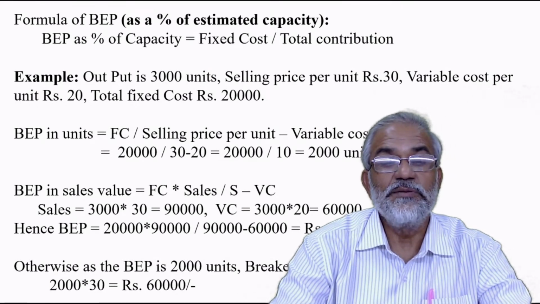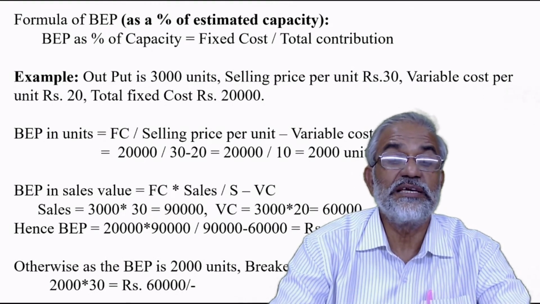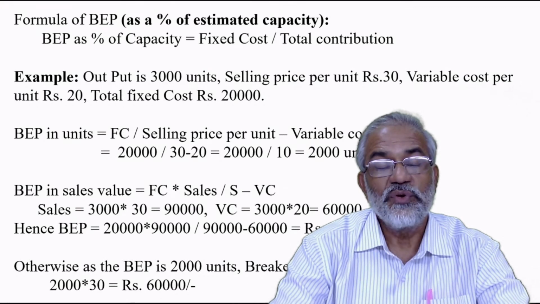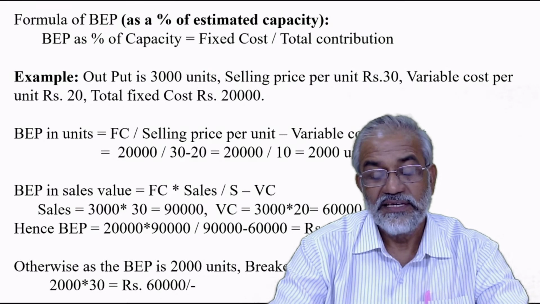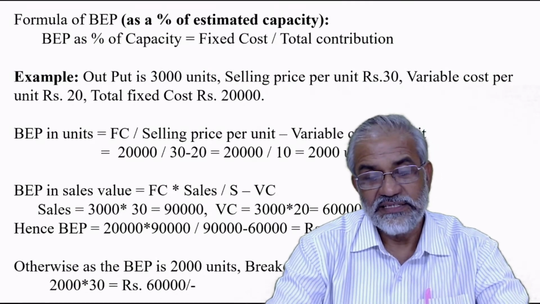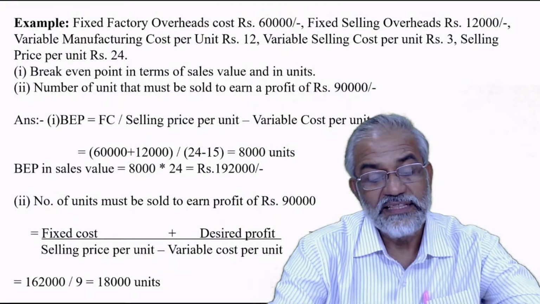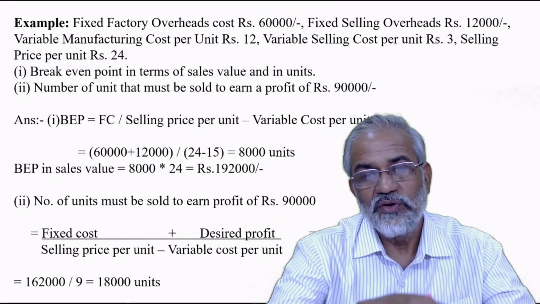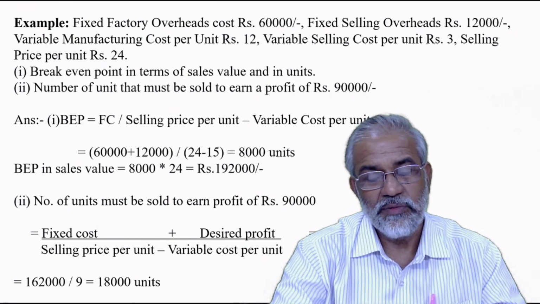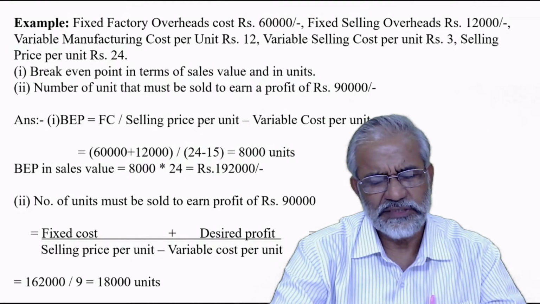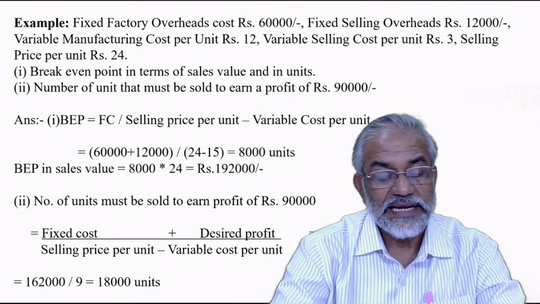Otherwise, as the BP is 2,000 units, break-even sales would be 60,000, because the unit selling price is 30 rupees: 2,000 units into 30 rupees as the unit selling price. So 60,000 is the revenue and 60,000 is the cost. So exactly the break-even point is achieved when the units produced or the volume of sales is 2,000 units. Come to a second example.